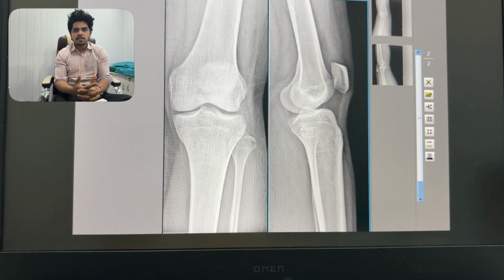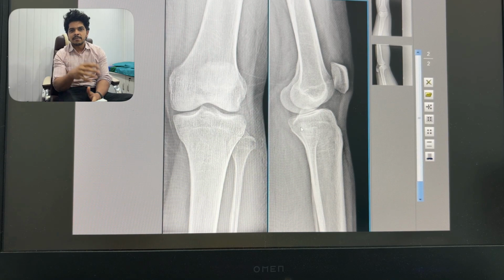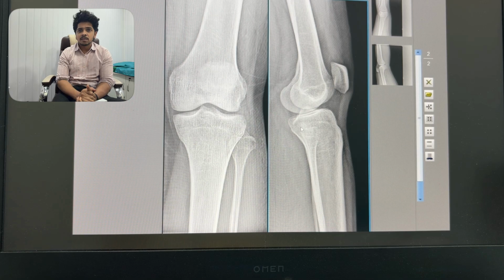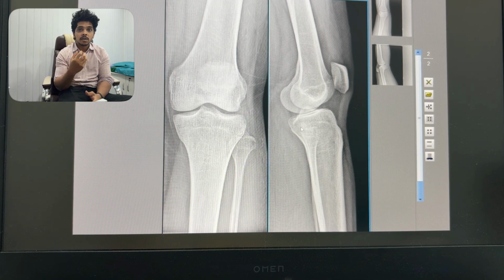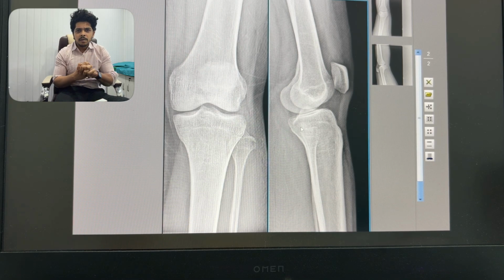Hi, I'm Dr. Samir, and this is the X-ray we have of a 37-year-old man who presented to me with knee pain following a road traffic accident about 18 days back. So I'll just give you a brief history about him. What you here see is an X-ray of him.